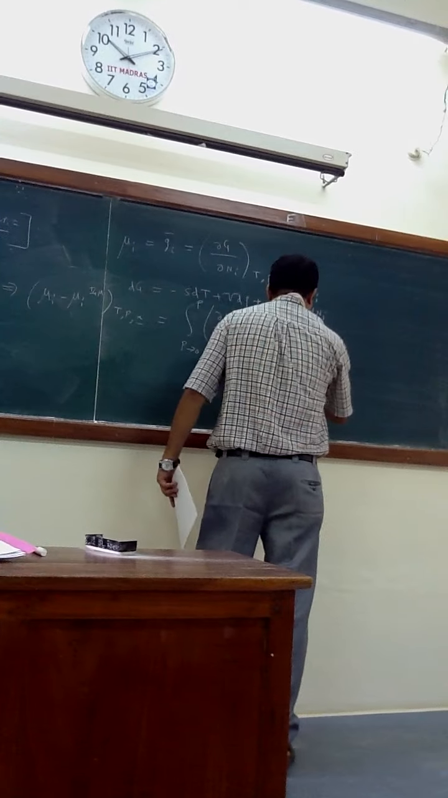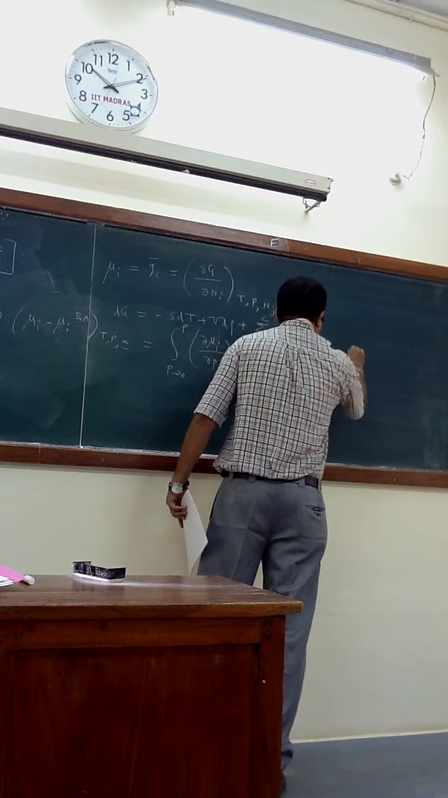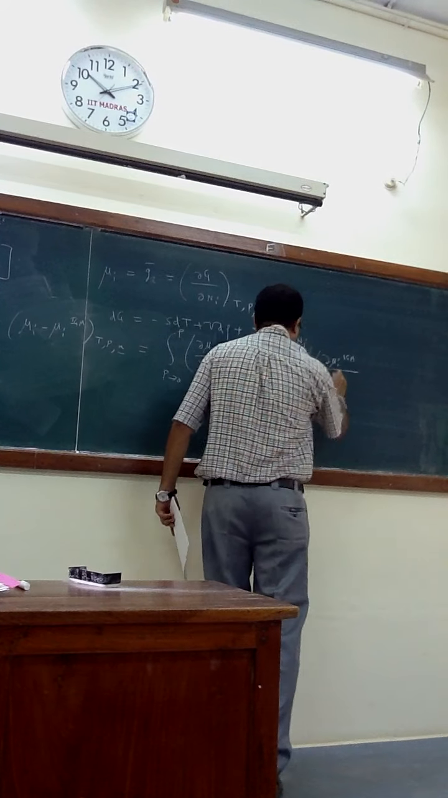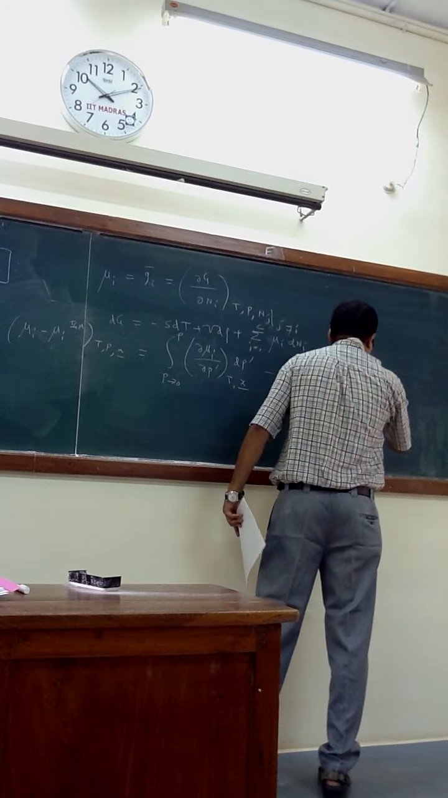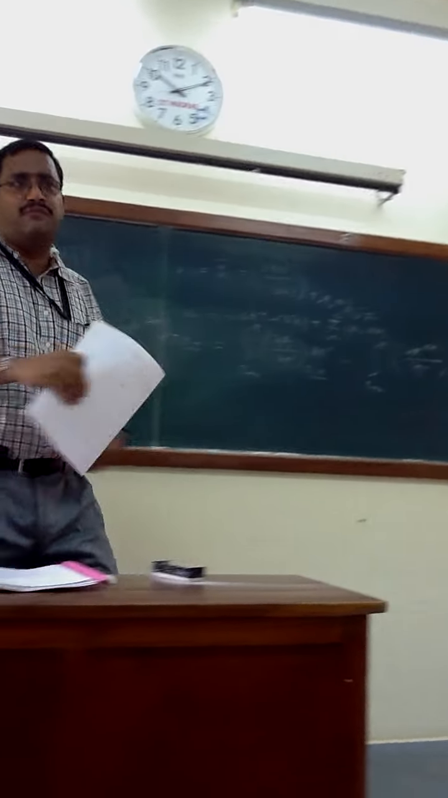Minus P tending to 0. ∂μi/∂P minus ∂μi^IGM/∂P' at T, x̄, dP'. Very simple thing I'm asking. And people get confused.